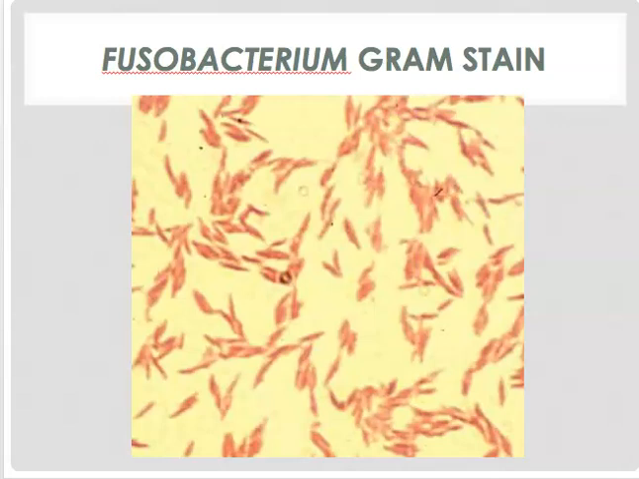Here's a picture of Fusobacterium on the gram stain. And that is the end of the second lecture on anaerobes in Unit 5.